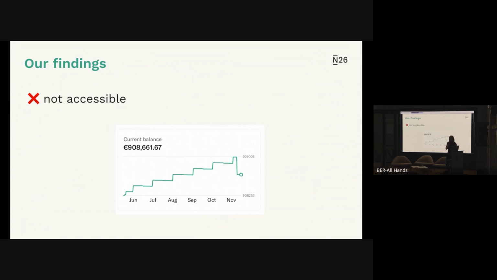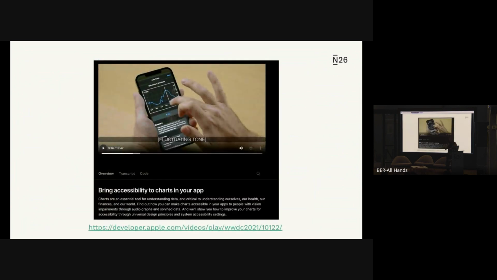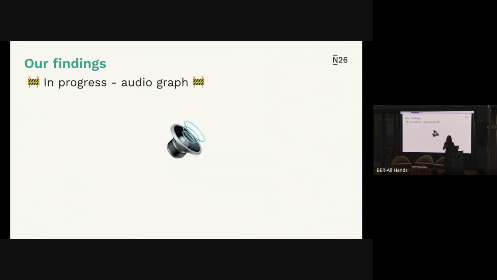But I don't want our users to lose this value that we are providing simply because we didn't know. So after some time, as I gained more experience and found out more things about accessibility, I came across audiographs. They were introduced at WWDC in 2021. And this, to me, was a super exciting discovery. So I just watched the video and started implementing it in our balance evolution chart.